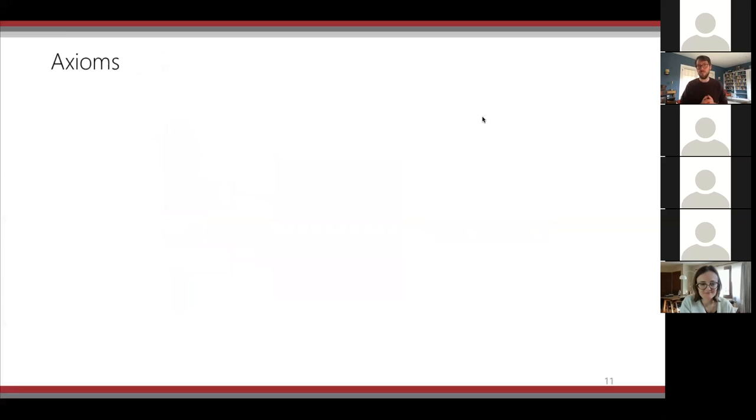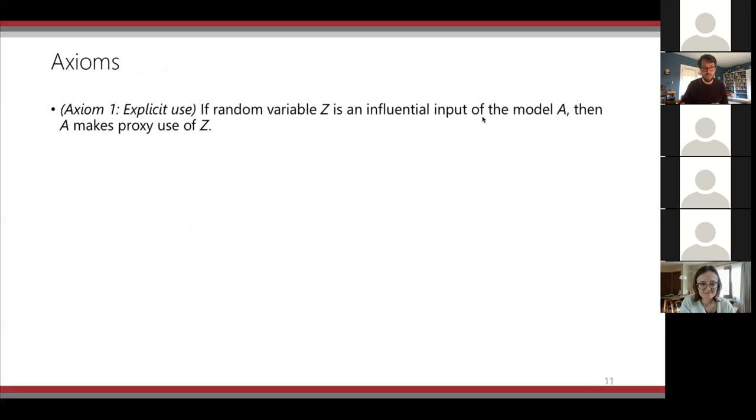So how do we do this? Well, first of all, we need a working, consistent definition of what this inferred or proxy information use means. So let's try and axiomatize it, right? The first axiom that might come to mind would be explicit use. Namely, if some random variable is an influential input of the model, so it's an explicit input of the model, and the model actually uses it influentially to compute its result, then that model has proxy use of that variable Z, right?